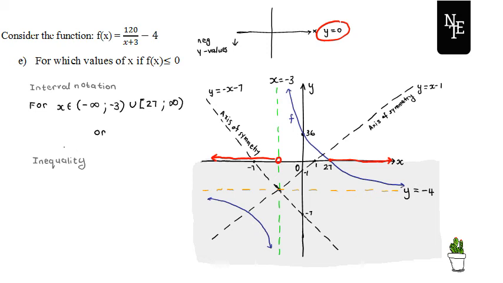If you wanted to, you could give your answer as an inequality, right? And what we would say is that f of x is less than or equal to 0 whenever x is strictly less than -3, or when x, because this or means exactly the same thing as this union over here, right? So or when x is greater than or equal to 27. Okay, so that's one way to give your answer. That's a second way to give your answer.